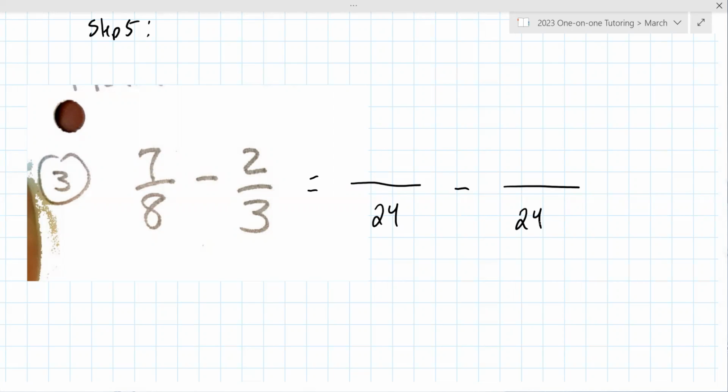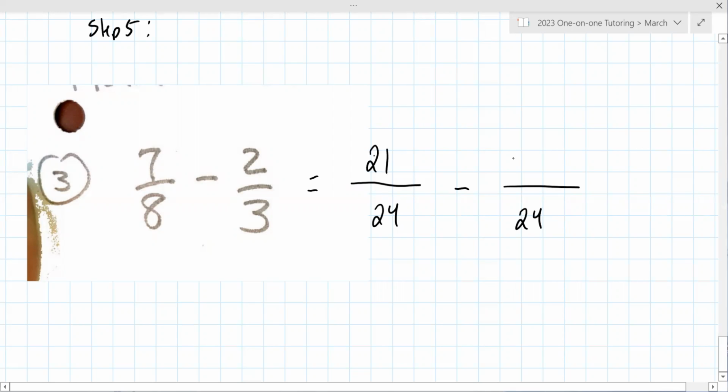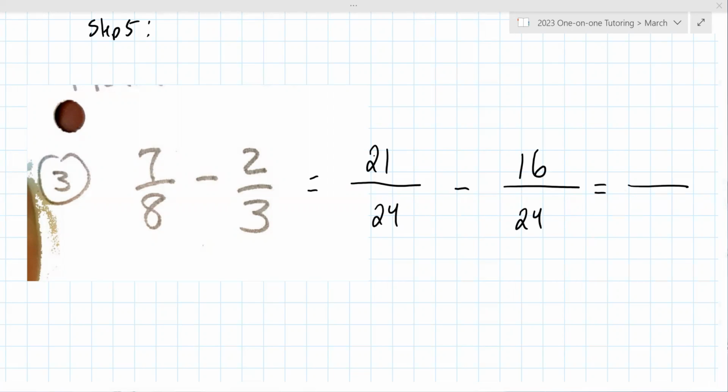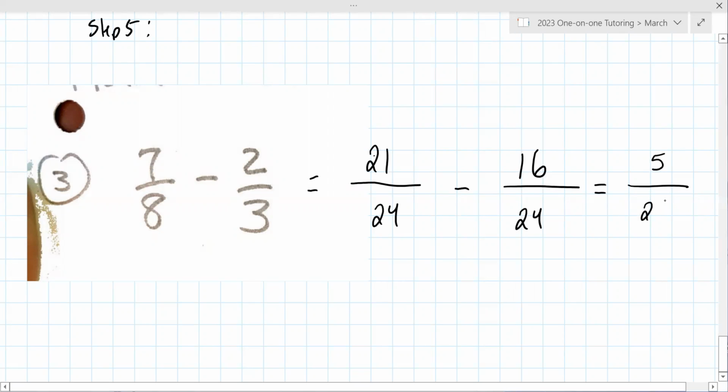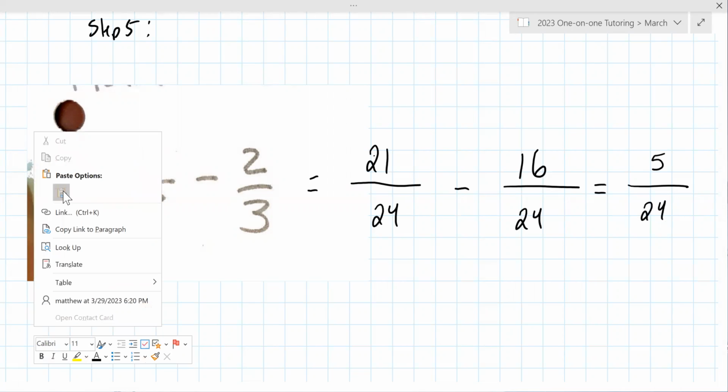Okay, and then you would multiply the 7 times 3, and it's 21. And you'd multiply the 2 by 8, and that's 16. And then you would subtract, and the bottom would be 24, top number would be 5. So 5/24. Good. All right, let's do number 6 next. It's more difficult. It's got 2 mixed numbers.